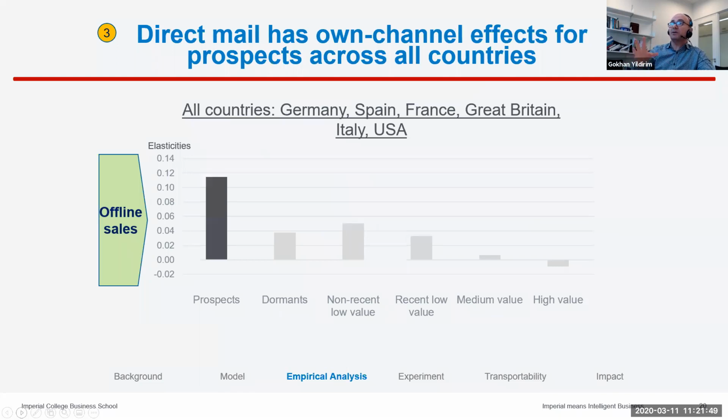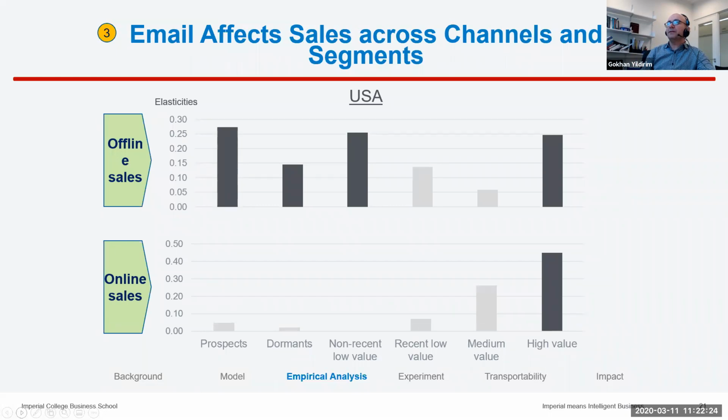As opposed to what the company was doing, in our analysis, we found that direct mail is more effective for prospects. The company was sending direct mails to high-value customers, and our model findings suggested that, to boost your offline sales, you should tailor your direct mail campaigns to prospects. And let's move to the other finding. Here we found that email was really effective in driving the offline demand from prospects, dormants, non-recent low value, and high value customers, whereas email was only effective for high value customers in the online channel.